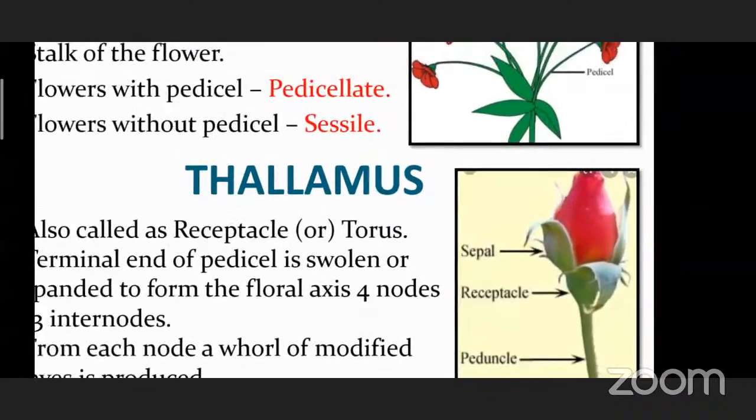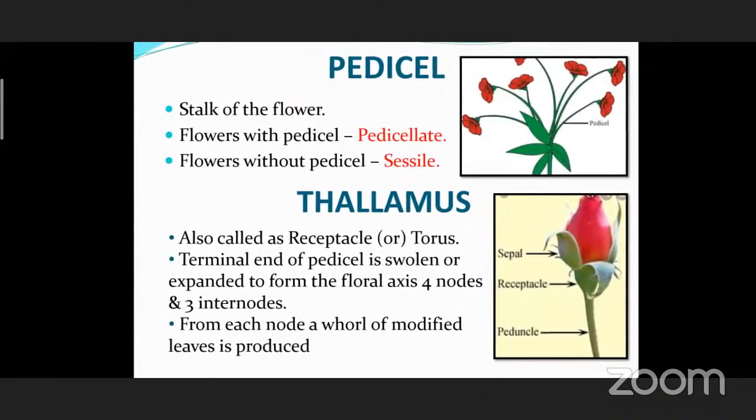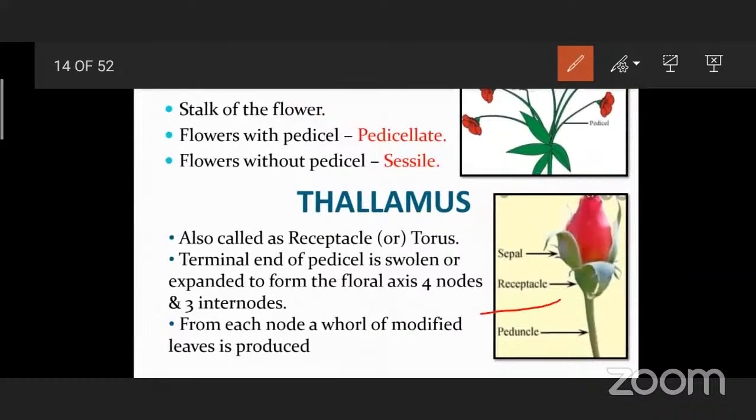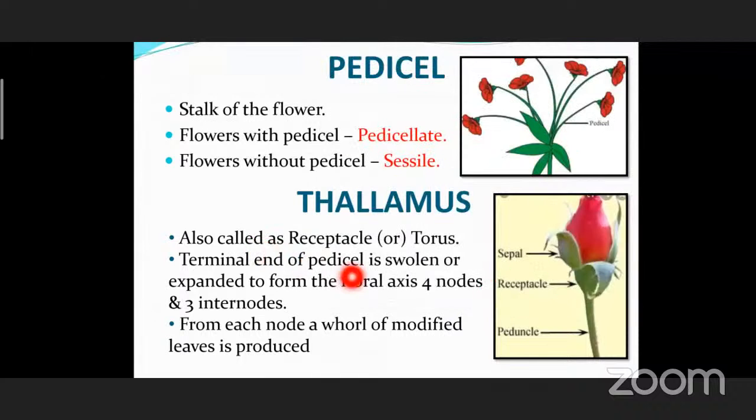And the next part of the flower, thalamus. See here, this is thalamus or receptacle. It is also called torus. The terminal end of the pedicel is swollen or expanded from the floral axis, with 4 nodes and 3 internodes. From each node, a whorl of modified leaves is produced. This is the part of the flower, thalamus.